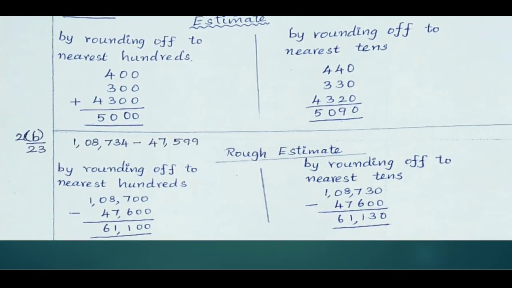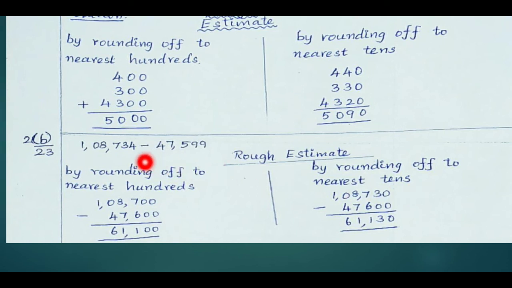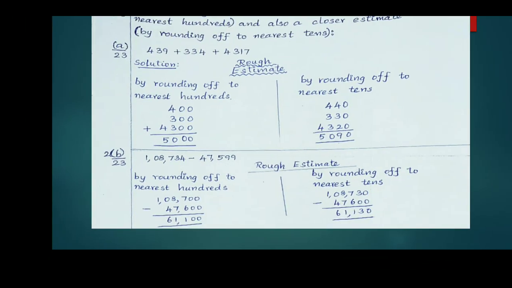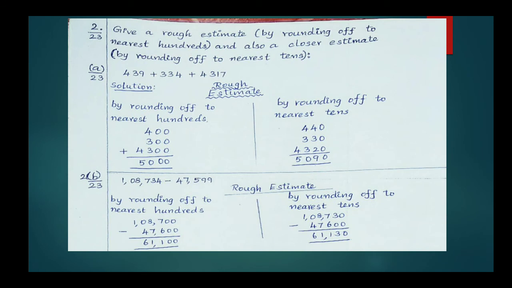Here by rounding off to nearest tens, what we have to consider, 34 should be rounded down to 30. 99 will be rounded up to 100. Already you have 5 in hundreds place, so 500 plus 100 will give you 600. See, 599 lies between 500 and 600. It is very well known. 599 is closer to 600, so it is rounded up to 600. Two ways are there. You can choose the method with which you are feeling comfortable.